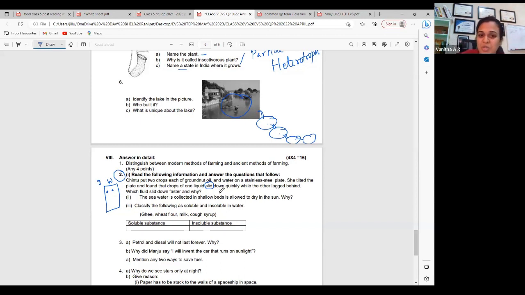So now the question is, one of the liquids slid down quickly while the other lagged behind. Which fluid slid down faster and why? Faster is water, not the oil. Water, maybe because of the density of the water. Because of the density, yes.